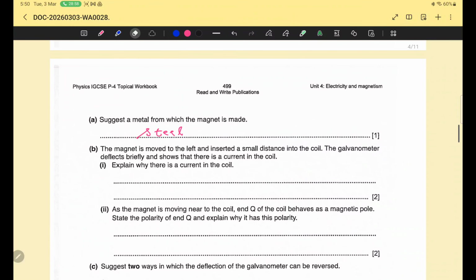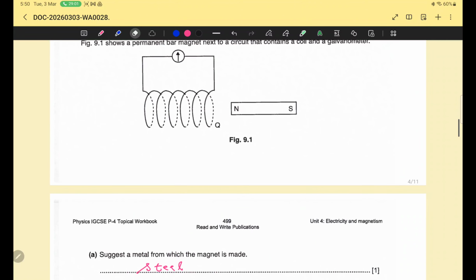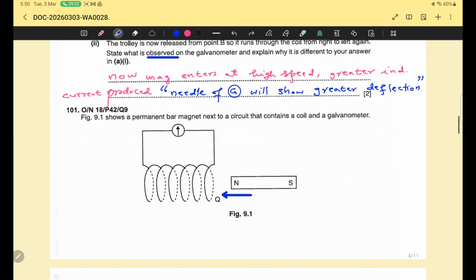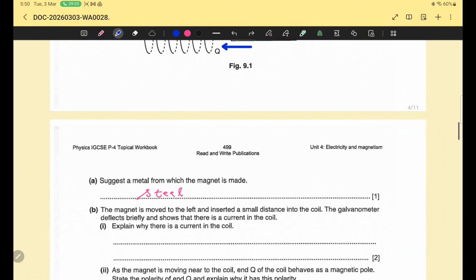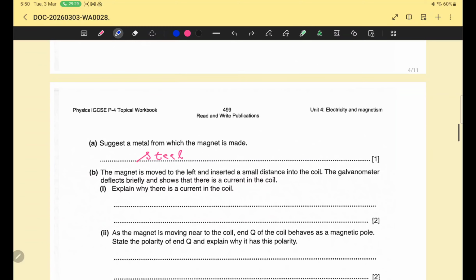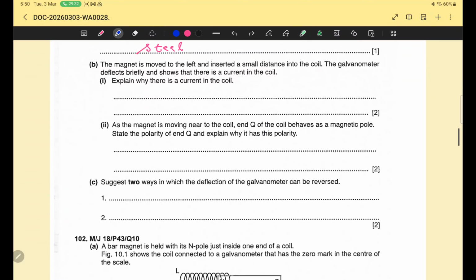And now the magnet is moved to the left and inserted a small distance into the coil. The galvanometer deflects briefly and shows there is a current in the coil. The question is why there is a current. I'm not writing the answer because this is the same type of question, the third time. When the magnet is entering, there is a change of magnetic flux, and the change of magnetic flux is producing induced current.